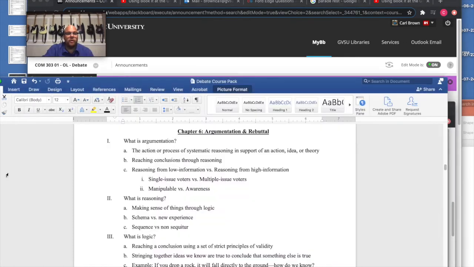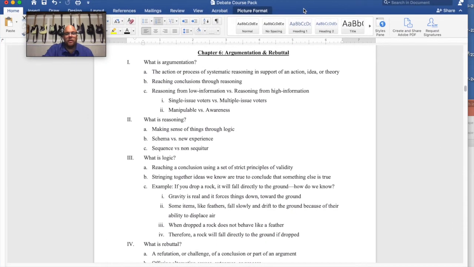Let's get back to it. So the information for this week is chapter 6 and 7. Chapter 6 is all about creating an argument and responding to an argument. Chapter 7's about persuasion and what it is and how to perform it, because that's very important, which we'll talk about shortly. Let's start with chapter 6 and think a little bit about what is argumentation.